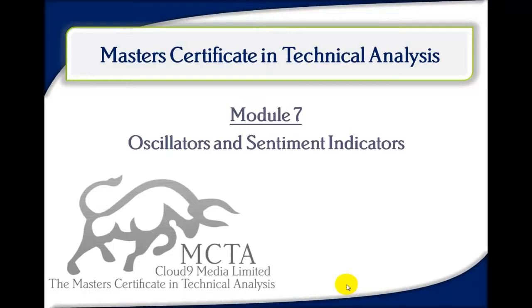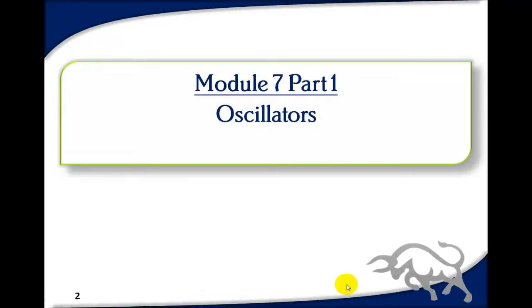And I trust that you're all learning a lot from the previous modules about trends and averages. But now we're looking at something a little bit different. In Module 7 Part 1, we're going to be looking at oscillators. And also in this module, we'll look at sentiment indicators. But oscillators are a little bit different from what we've looked at before, because what we've looked at before, like moving averages, were plotted on the price charts.